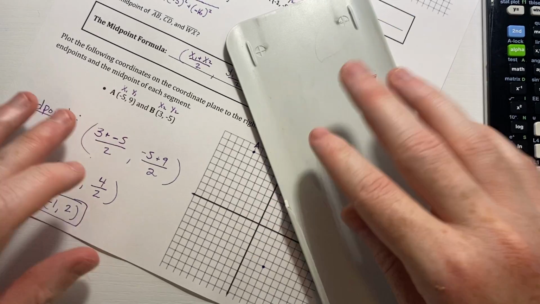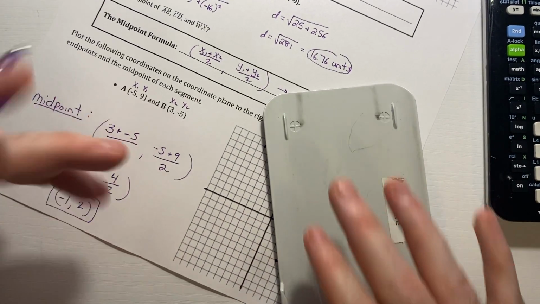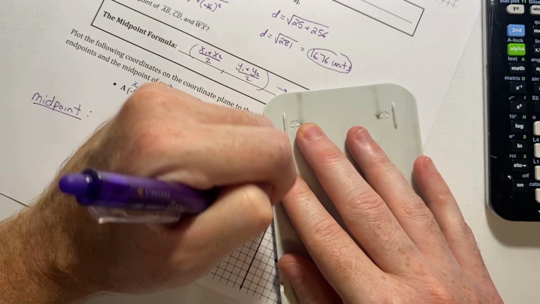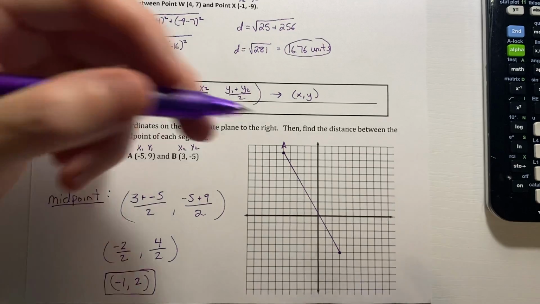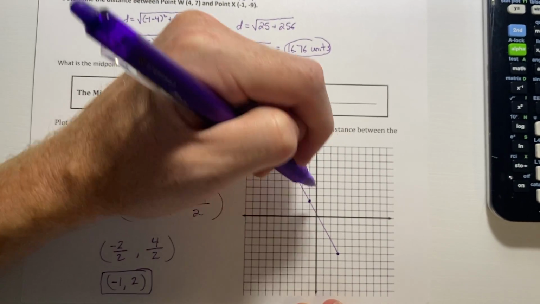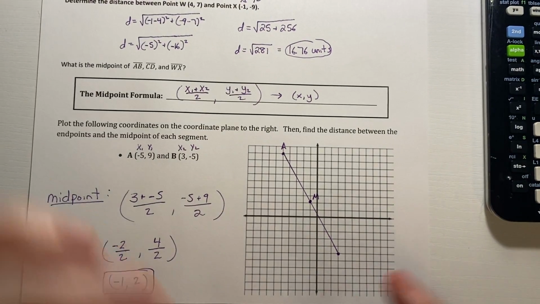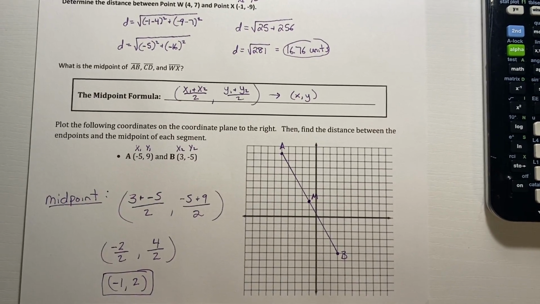Let's use my nice ruler again. Didn't realize I was going to be using a ruler 17 times. All right, and connect these guys. And then hopefully, if I did this math correctly, negative 1, 2 is on my line, and that looks to be relatively, at least mathematically speaking, directly in the middle of my line. That is my actual midpoint.